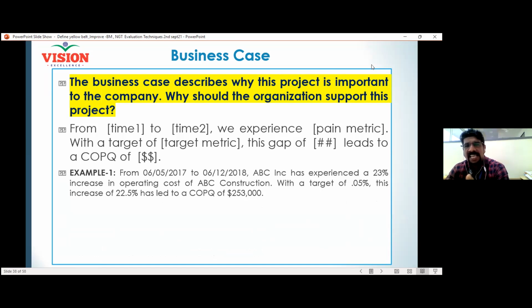Okay, first we have a business case. The business case will explain why we have to do this project, what is the significance of this project to the company. Okay, so for example, I am doing a project to reduce the cycle time. For example, I am doing a project to reduce the downtime of a machine. You have to write why reducing the downtime is important to the company and why the company should support this project. You have to write this. There is an example for that.